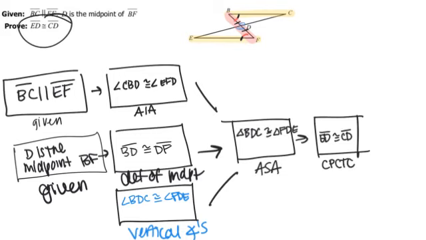Okay, so the only thing that we added is that our new proof is a side or an angle, and then we put CPCTC. So that's it.